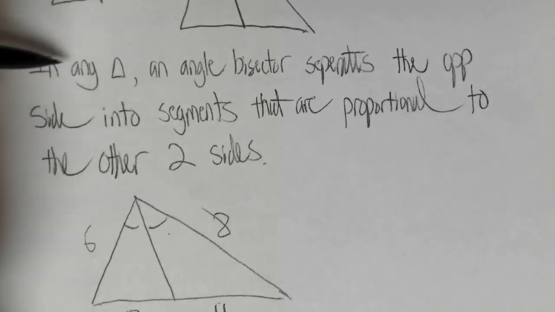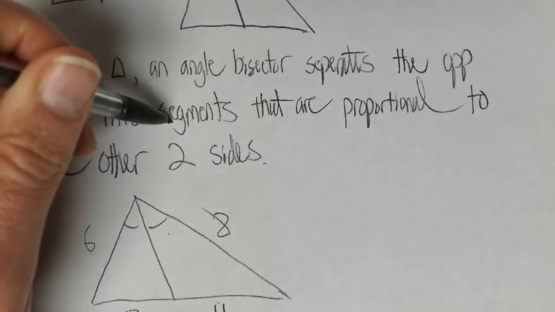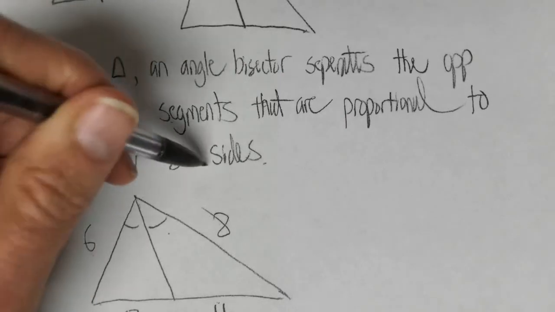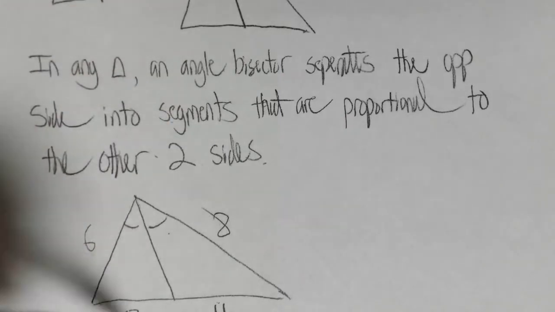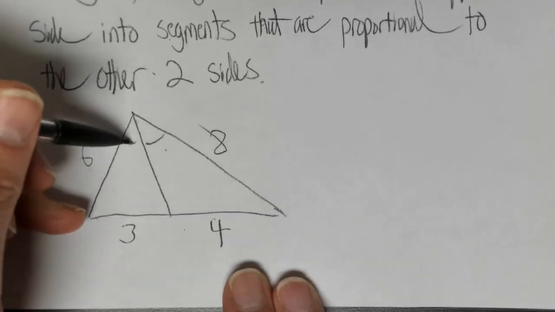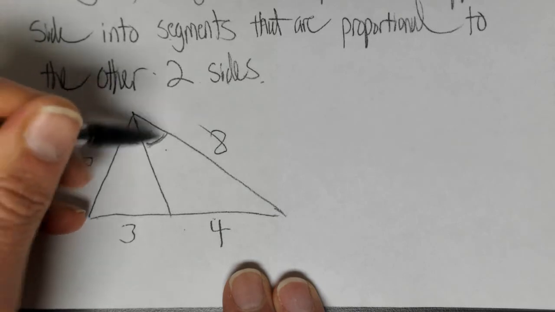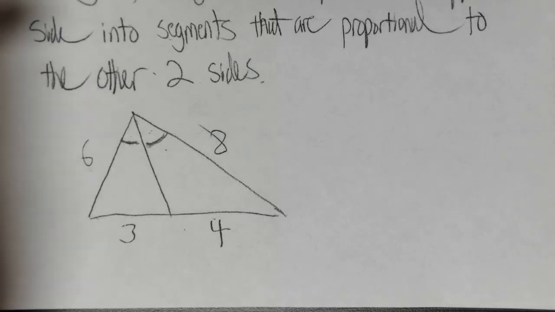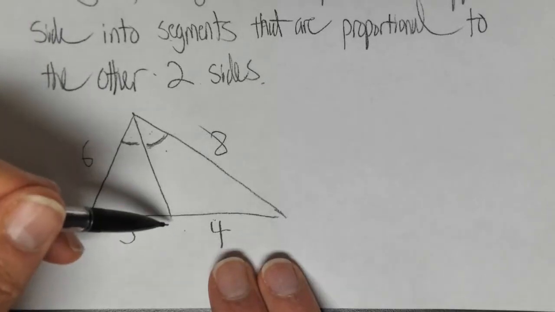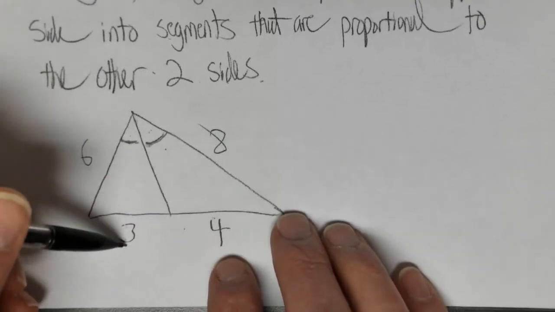Now, there's one more theorem, and it says this: if in any triangle, an angle bisector separates the opposite side into segments that are proportional to the two other sides. So in any triangle, make sure you have an angle bisector first. It cuts the angle in half, so you better know the degree measures are the same, or you must have the same number of marks to show that it's an angle bisector. So we have an angle bisector. What happens? It separates the opposite side into segments that are proportional to the other two sides.